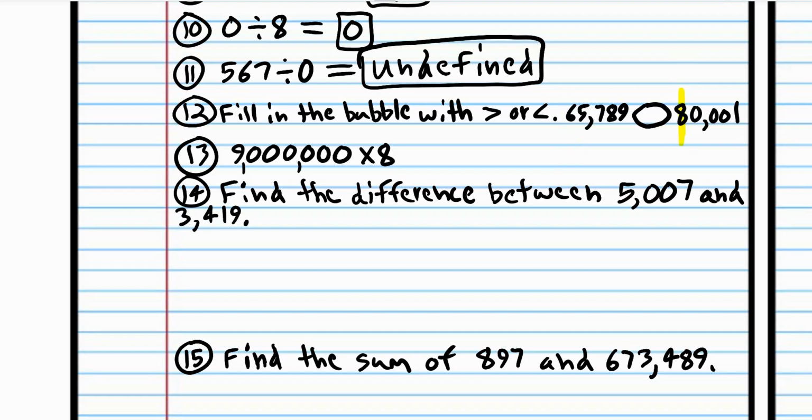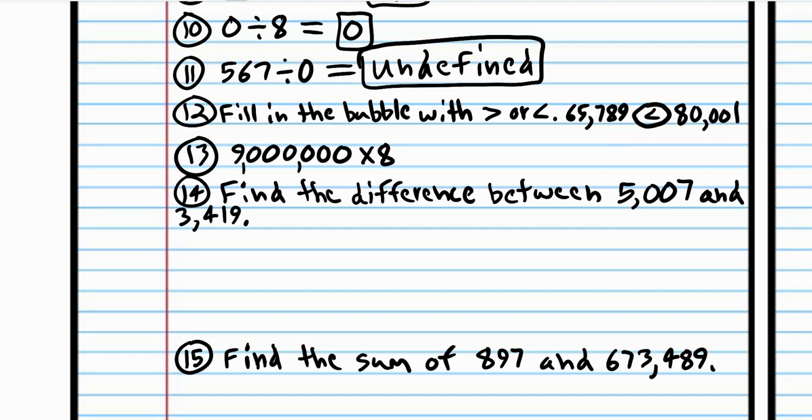Obviously, this 8 is greater than 6, so that means, remember Pac-Man. Pac-Man wants to eat the bigger number. I don't know if you play Pac-Man. He wants to eat the greater number, and the greater number is this number. He wants to eat this number. So you put a greater than, or excuse me, that would be less than if you're reading left to right. So 65,789 is less than 80,001 because Pac-Man wants to eat the greater number, or the bigger number. So 80,001 is the greater number.